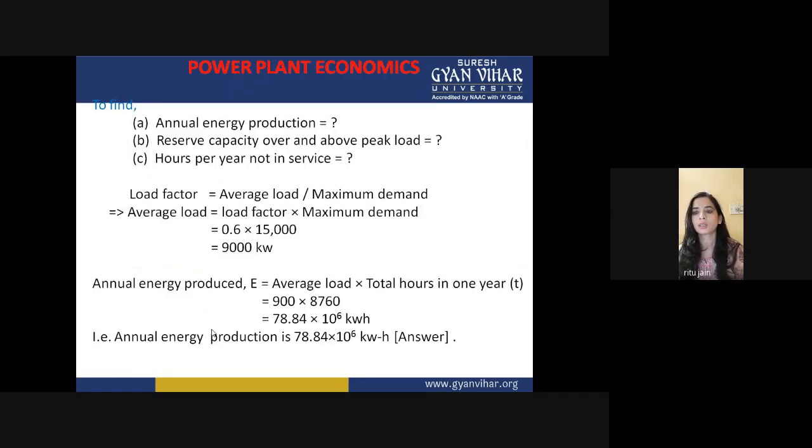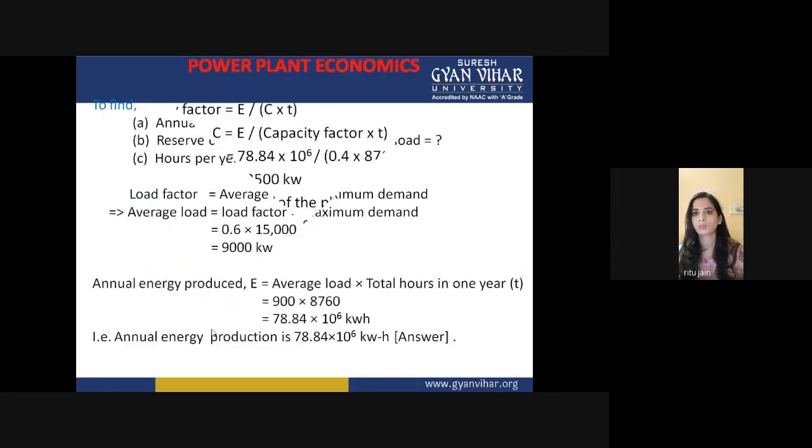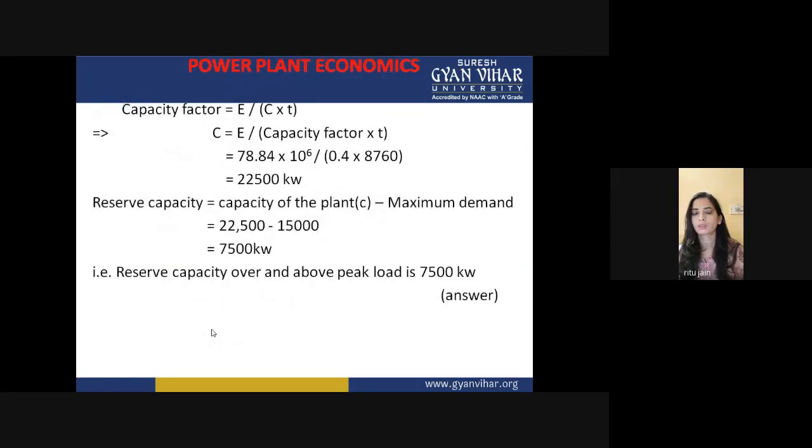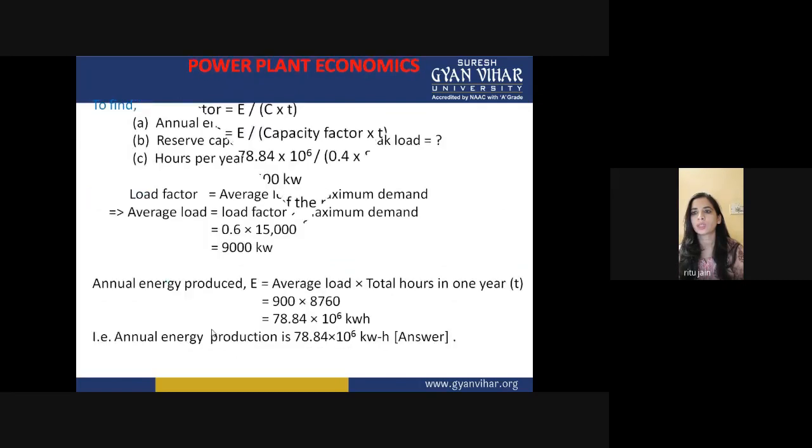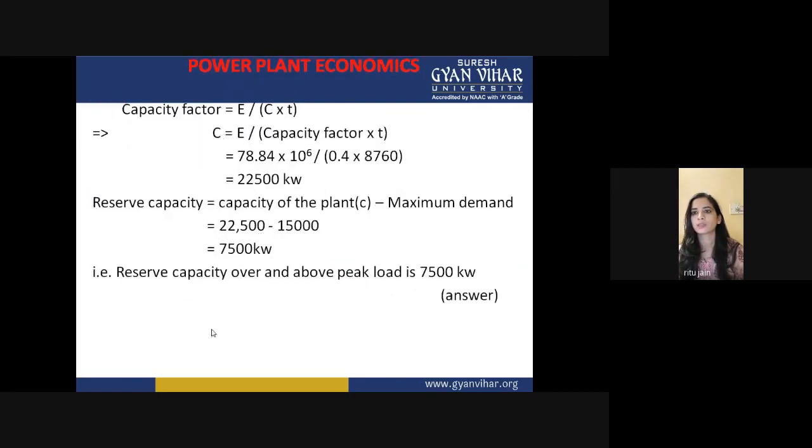So the 9,000 kilowatt can be multiplied by 8760, and you will get 78.84 into 10 to the power 6 kilowatt hour. So the annual energy production is 78.84 into 10 to the power 6 kilowatt hour. So this is all about your problem 2. Like this you can also calculate the capacity factor, which is equal to E upon C into T. C is equal to E upon capacity factor. Capacity factor is already given, that is your 40%. So you are taking here 0.4 into 8760.